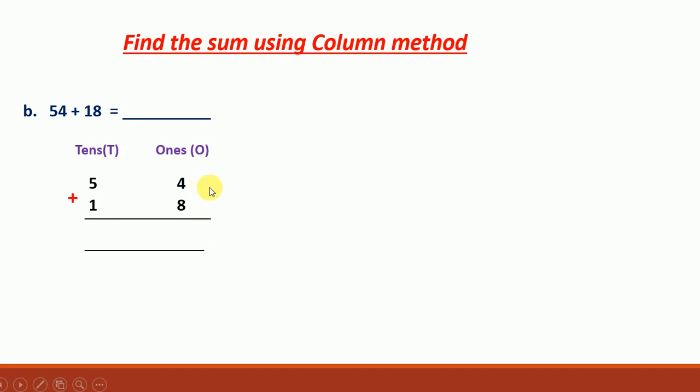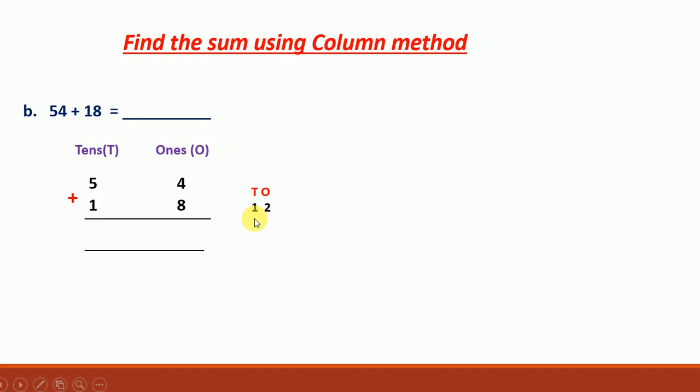In the ones place, we have 4 ones and 8 ones. Here in 4 and 8, which is the bigger number? 8. Keep 8 in your mind and count 4 steps forward. After 8 comes 9, 10, 11, 12. So when we add the ones place, we get the answer 12. 12 is greater than 9, and 12 is a 2-digit number.